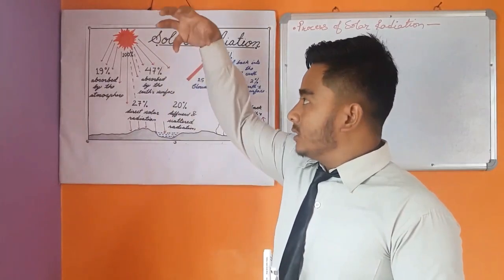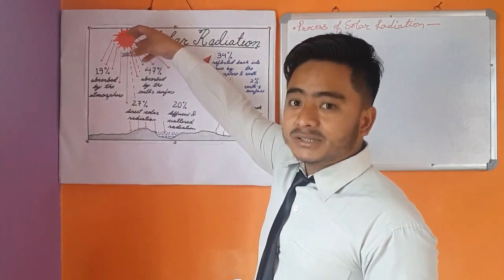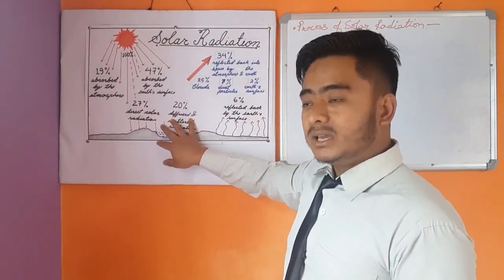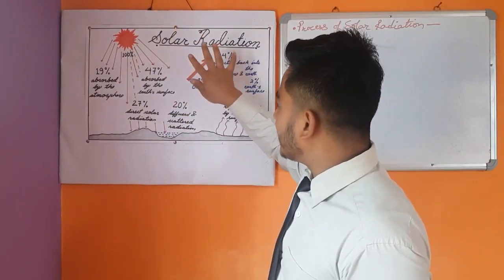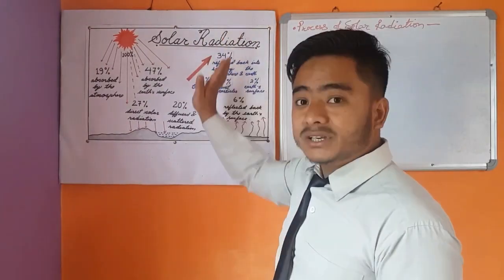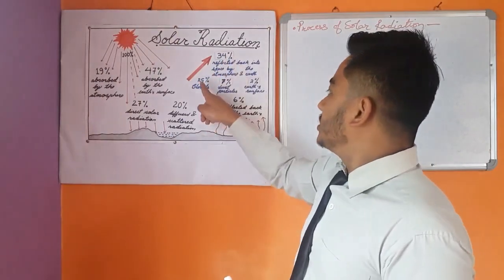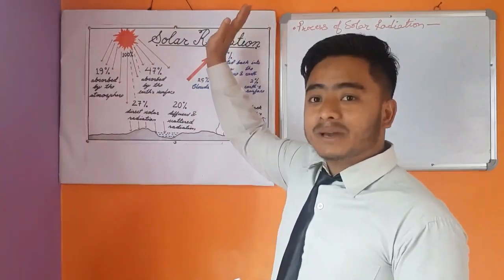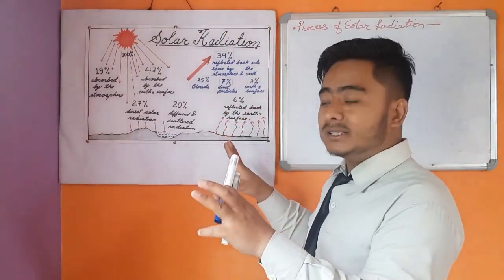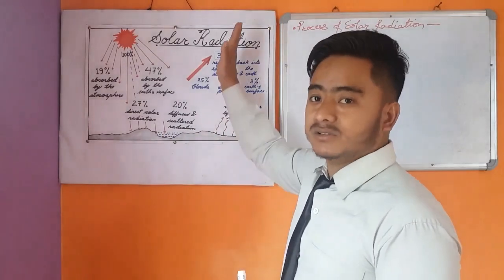That means the sun is giving the heat, 100% heat. Out of the 100% heat, 34% does not reach the earth. It is directly reflected by the atmosphere into the space. That means 34% is directly reflected back. So out of those 34%, 25% is reflected by clouds, 7% is reflected by dust particles, and 2% is directly reflected by the earth surface.